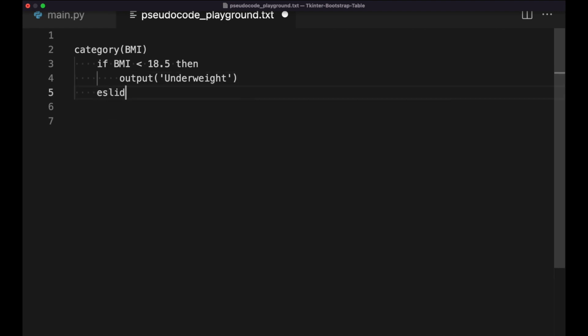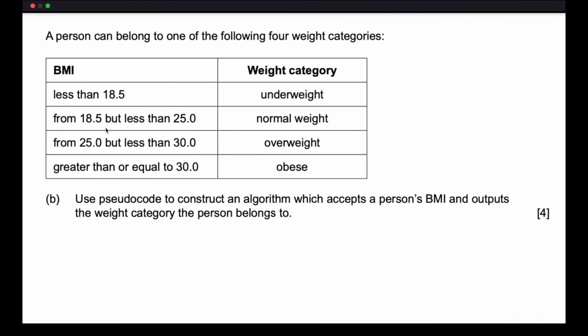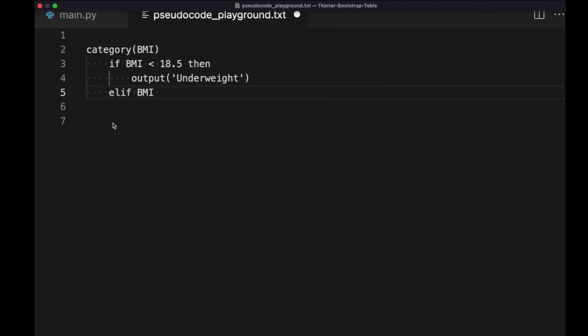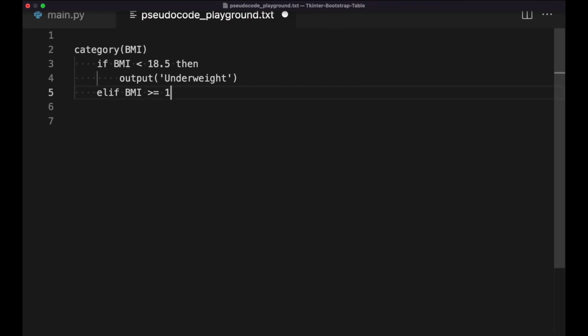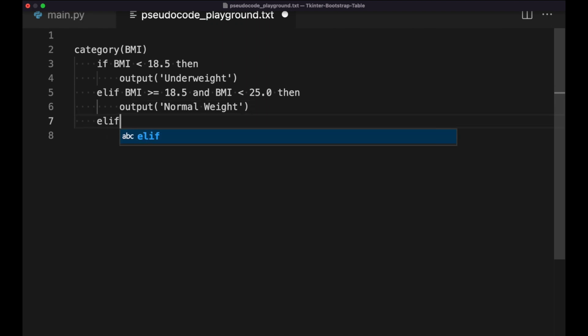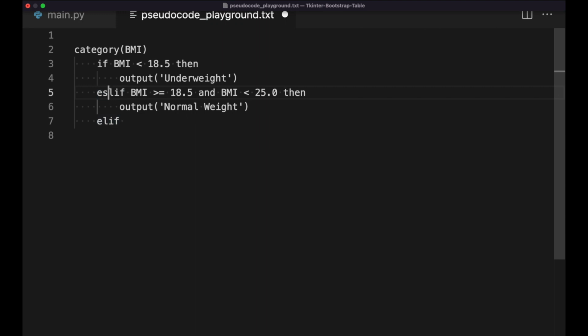Else if, let's say BMI is, okay, it's gonna be greater than 18.5, or 18, it's gonna include 18.5, it'd be less than 25.0. So if BMI is greater than or equal to 18.5, and BMI is less than 25.0, then we're going to output, I think that was something like normal, wasn't it? Normal weight. We'll have another, actually we shouldn't put elif, the formal syntax is else if, so let's do that. Then we'll have else if.